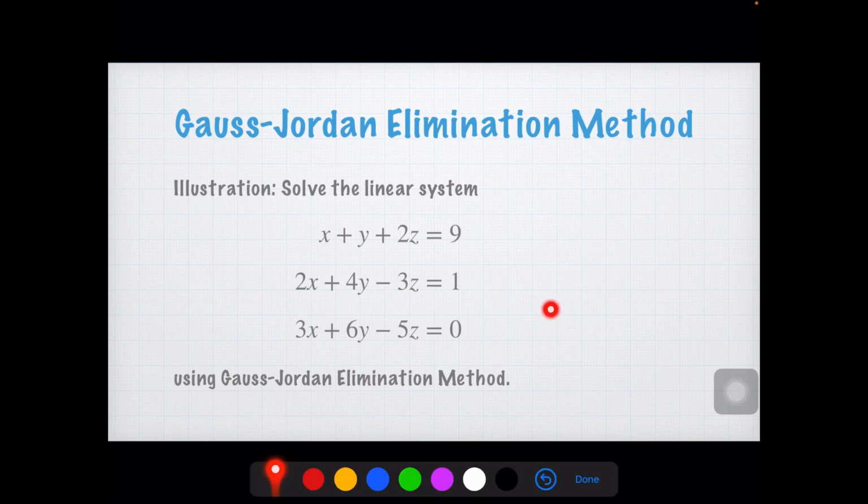I hope you can solve this using the Gauss-Jordan Elimination Method. And yes, it's possible for us to have fractions, okay?